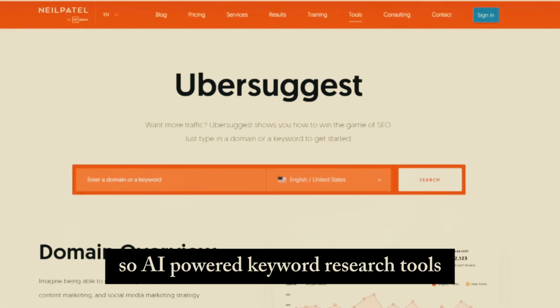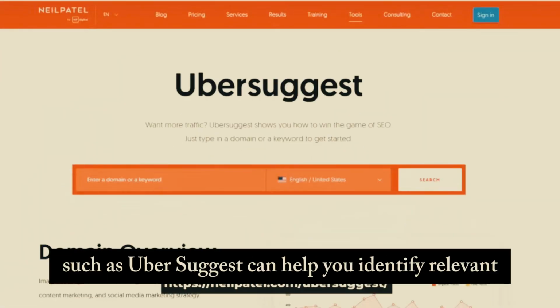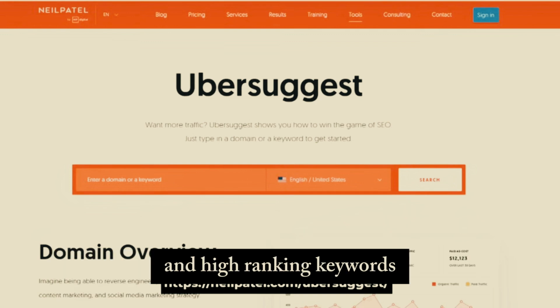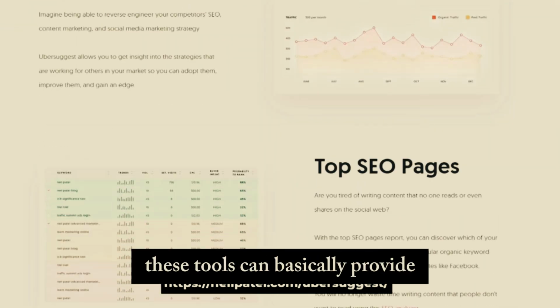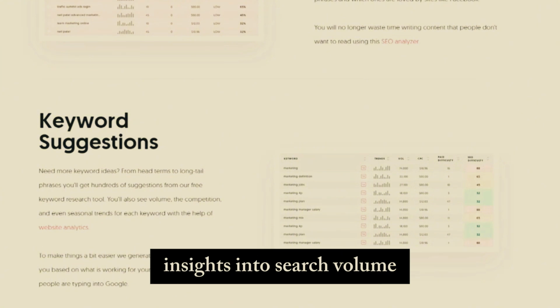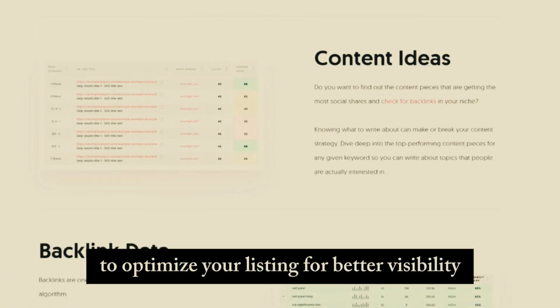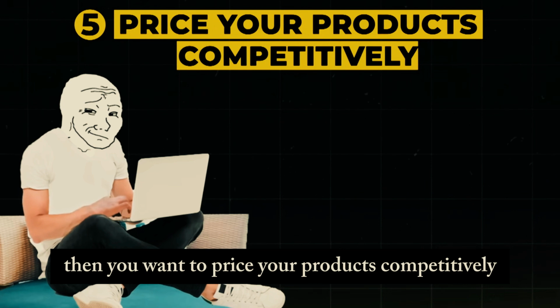So AI-powered keyword research tools such as Ubersuggest can help you identify relevant and high-ranking keywords for your Etsy listings. These tools can basically provide insights into search volume and related terms to optimize your listing for better visibility. Then you want to price your products competitively.